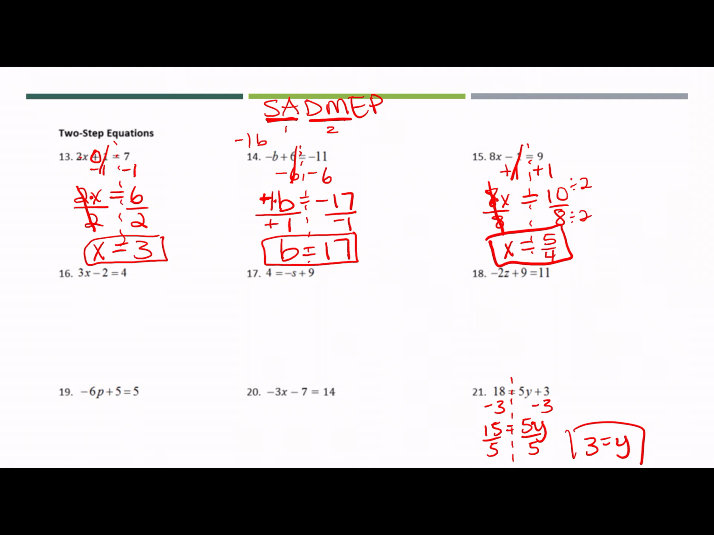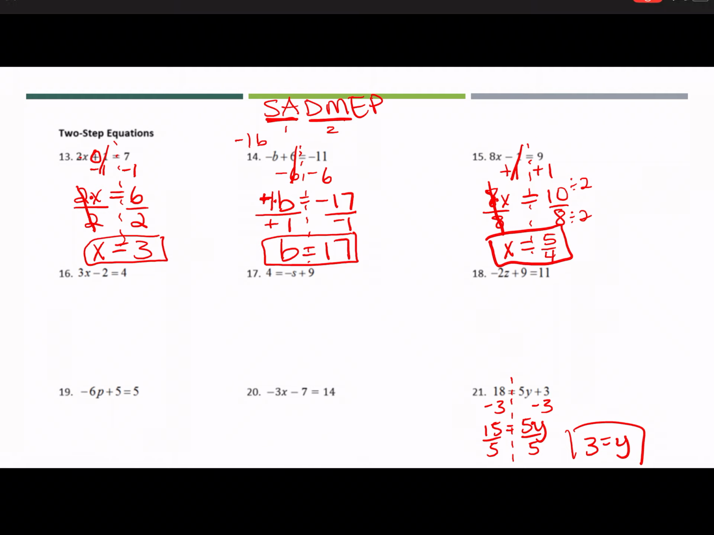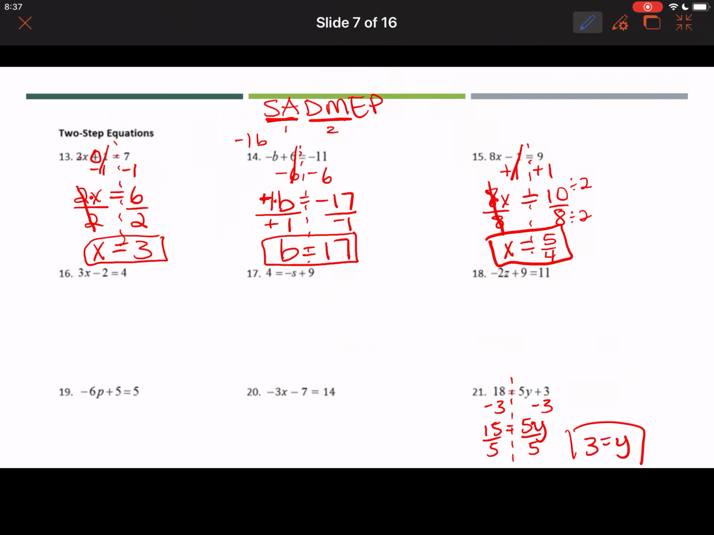And one thing that we haven't really talked about yet is when you get a solution, you should be able to plug this value for x or b or y or whatever it is back into the original equation. And it should make the original equation true. So I'm going to go through that real fast with this number 15. I know, annoying that we're going to use a fraction, but that's okay. So 8 times 5 over 4 minus 1 should be equal to 9 if we did everything right, okay?